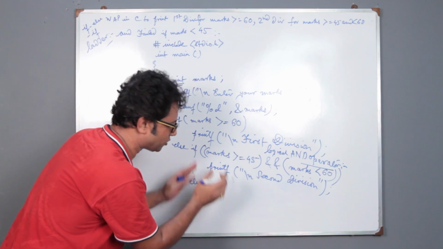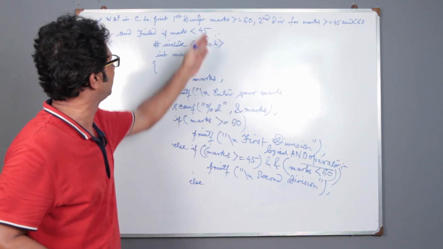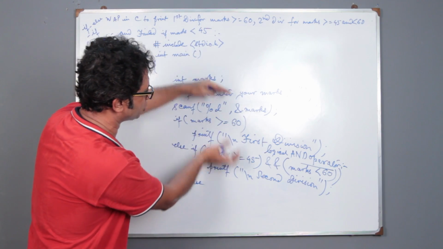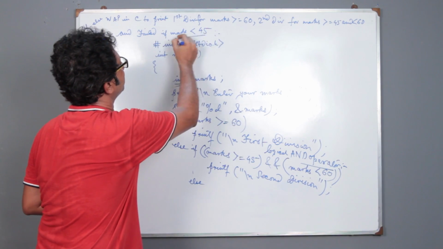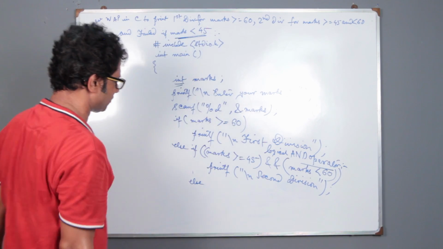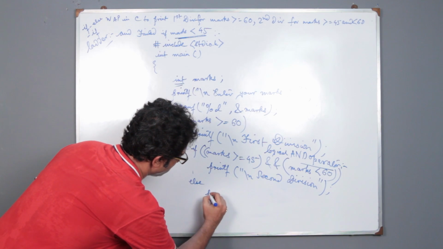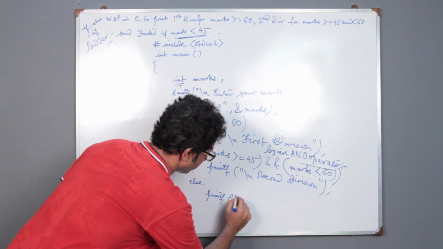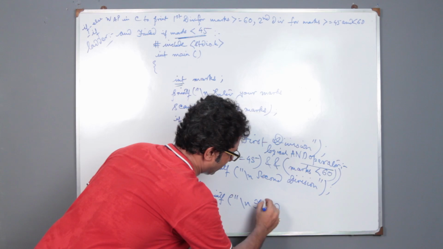We don't require to write anything like else if marks less than 45, because the only condition which is left after the execution of these conditions is only the else portion, which is this condition, that is marks less than 45. So we will print, we need to print printf new line failed.